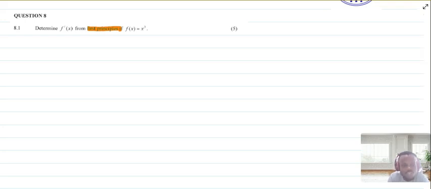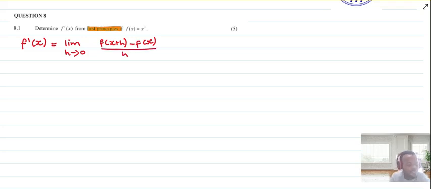Since we are told that we have to find f prime of x from first principle, that means we have to use this formula, which is the limit as h approaches 0 of f of x plus h minus f of x, all over h. We know f of x, but we do not know f of x plus h. So let us try to find f of x plus h on the side.